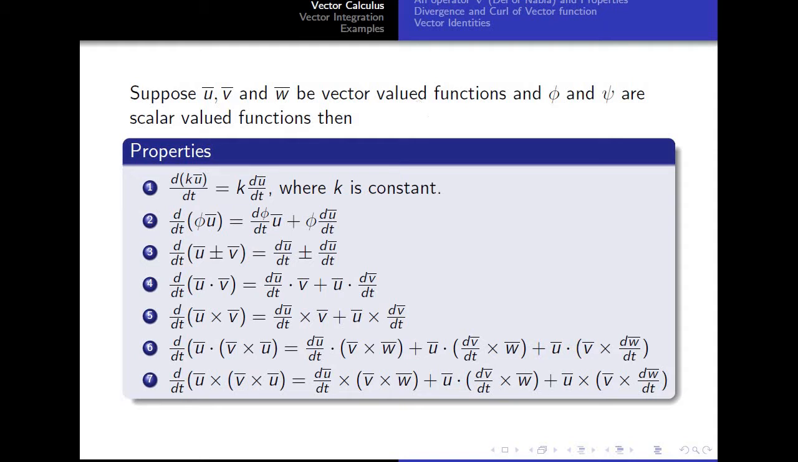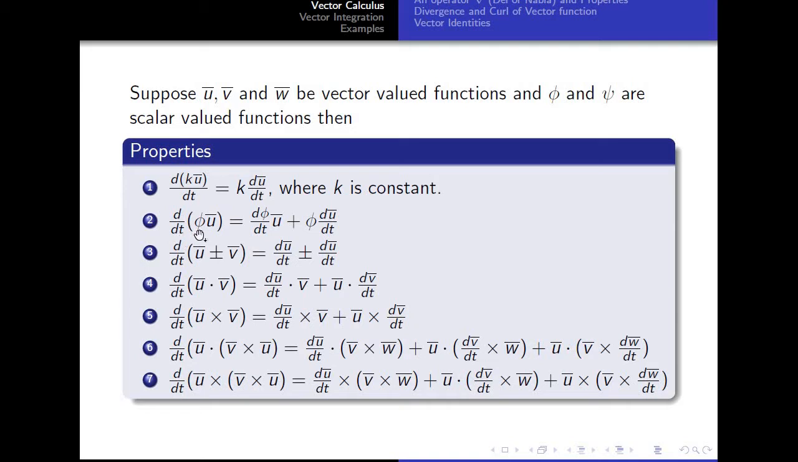u bar, v bar and omega bar are vector valued functions, and we have to find their derivative with respect to t, because all these are functions of t, and phi and psi are scalar valued functions. Then some properties are there. If we are finding the derivative of k into u bar with respect to t, we take k outside, since k is constant: k du bar by dt. This is a simple property we already know from real algebra.